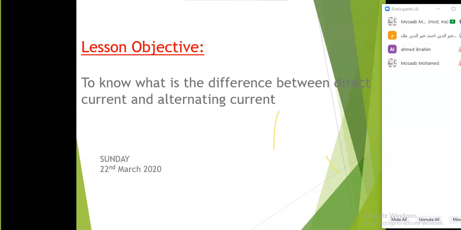We have two types of electric current. DC current, or direct current, and alternating current, which is called AC current. First, direct current, which is symbolized as DC current. And we have alternating current, which is called AC current. Okay, any question?